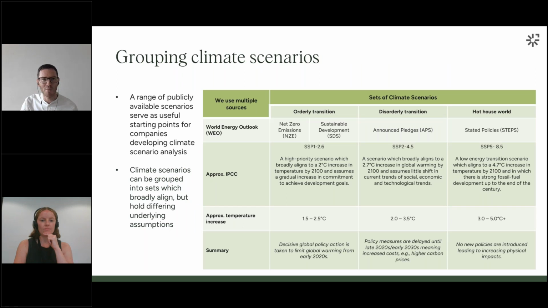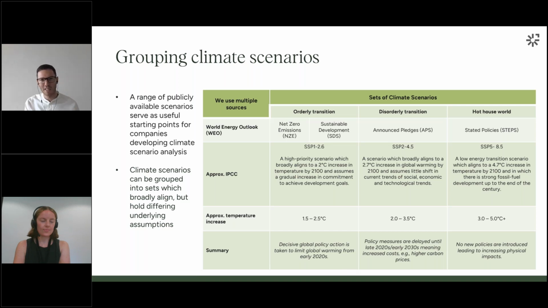And when we then think about this idea of grouping scenarios, one frame that can be helpful, which is used by the NGFS and also the likes of the Bank of England. So the NGFS being the Network for Greening the Financial System, a consortium of central banks. They essentially categorize scenarios into three buckets, if you like: orderly transition, disorderly transition, and then a hothouse world. And this description at the bottom sort of helps to explain what that means.